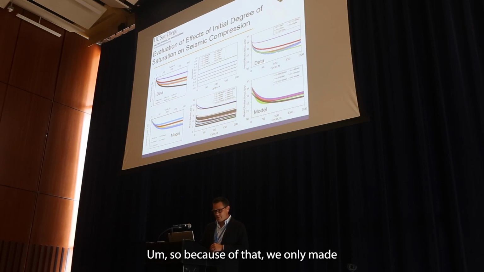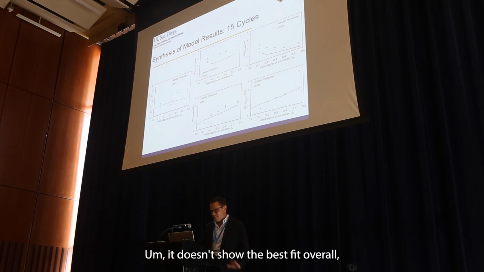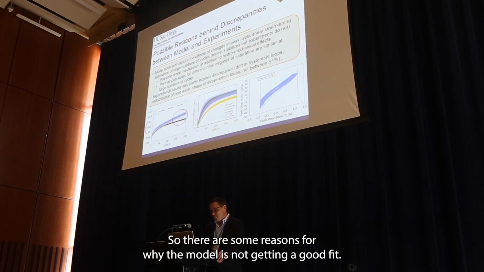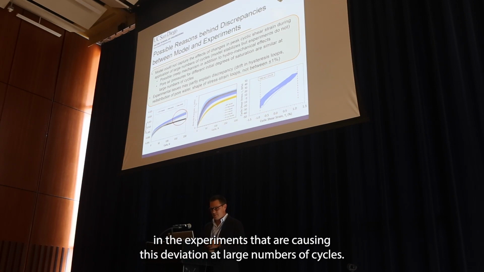Because of that, we only made some comparisons at small numbers of cycles. And you can see some of the comparisons between the model and the data. It doesn't show the best fit overall, but generally I think it is starting to capture the data. There are some reasons for why the model is not giving a good fit. There's potentially some creep or pore fluid redistribution in the experiments that are causing this deviation at large numbers of cycles.